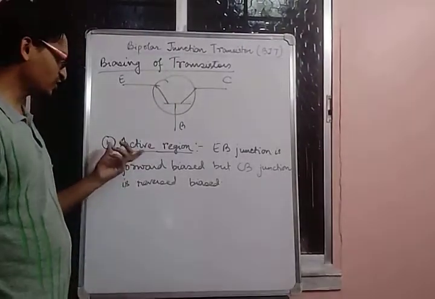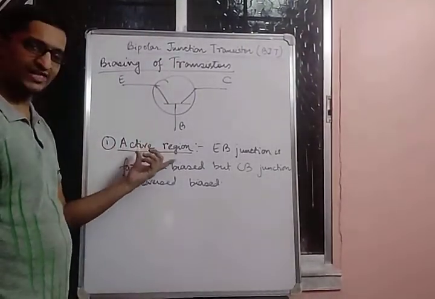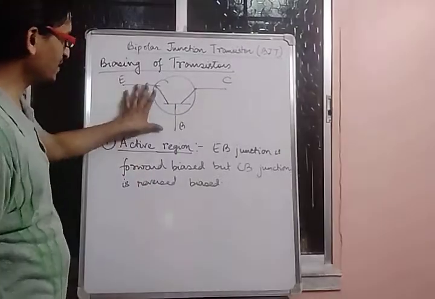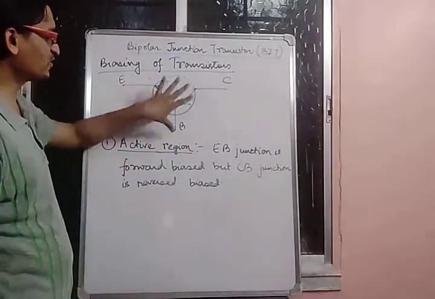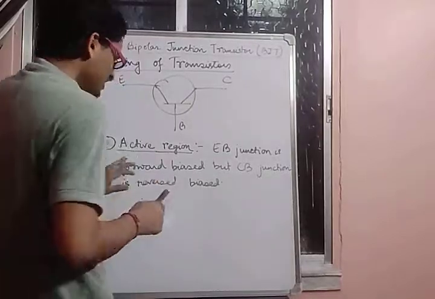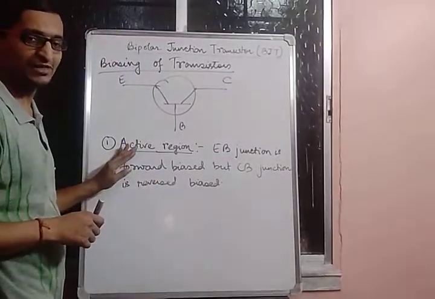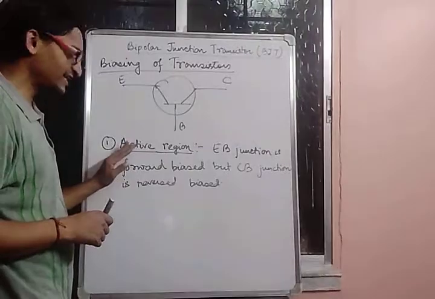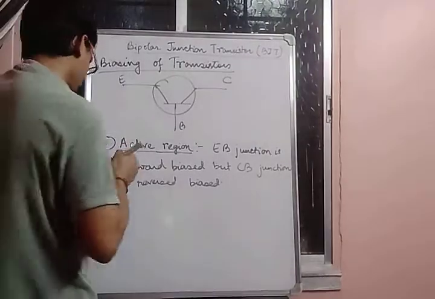So usually your transistor is operated in this active region. Here your emitter base junction is forward biased and your collector base junction is reverse biased. Here the transistor operates as an amplifier. So for that reason it's usually operated in this region.